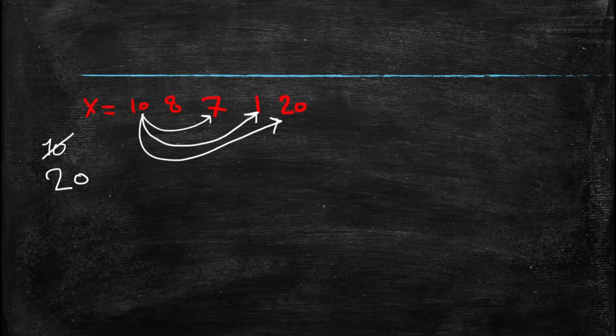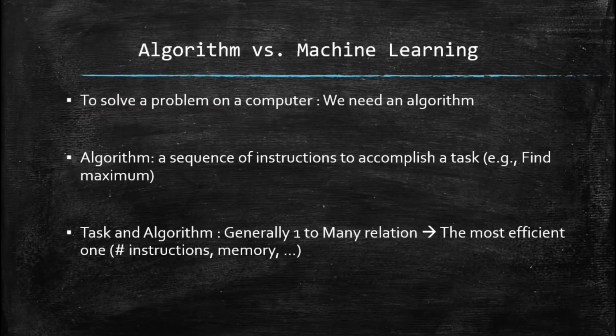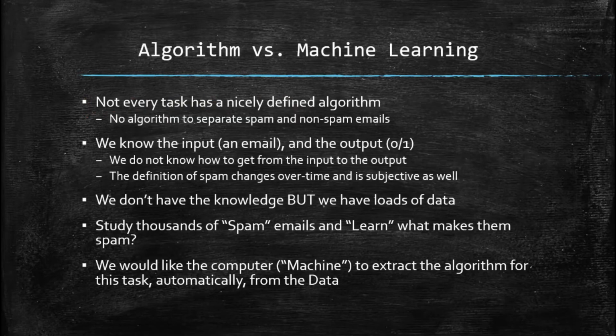This is an easy example of how you can use an algorithm, a set of instructions, to accomplish a task. Now, not all tasks are this easy.